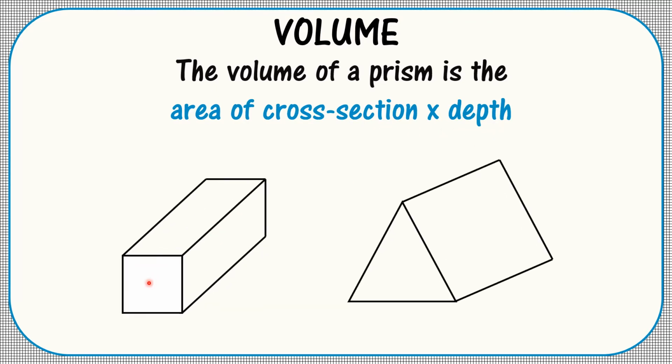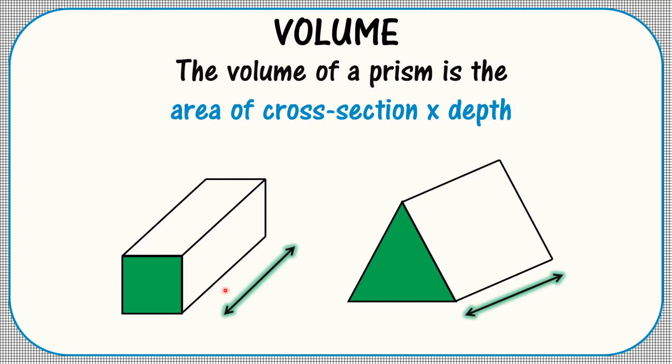So here we have two prisms. What it means by the area of the cross section is basically this front face. So what you need to do is work out the area of the cross section, which is this front face, and then you will times it by the depth. The depth is how deep the shape goes.